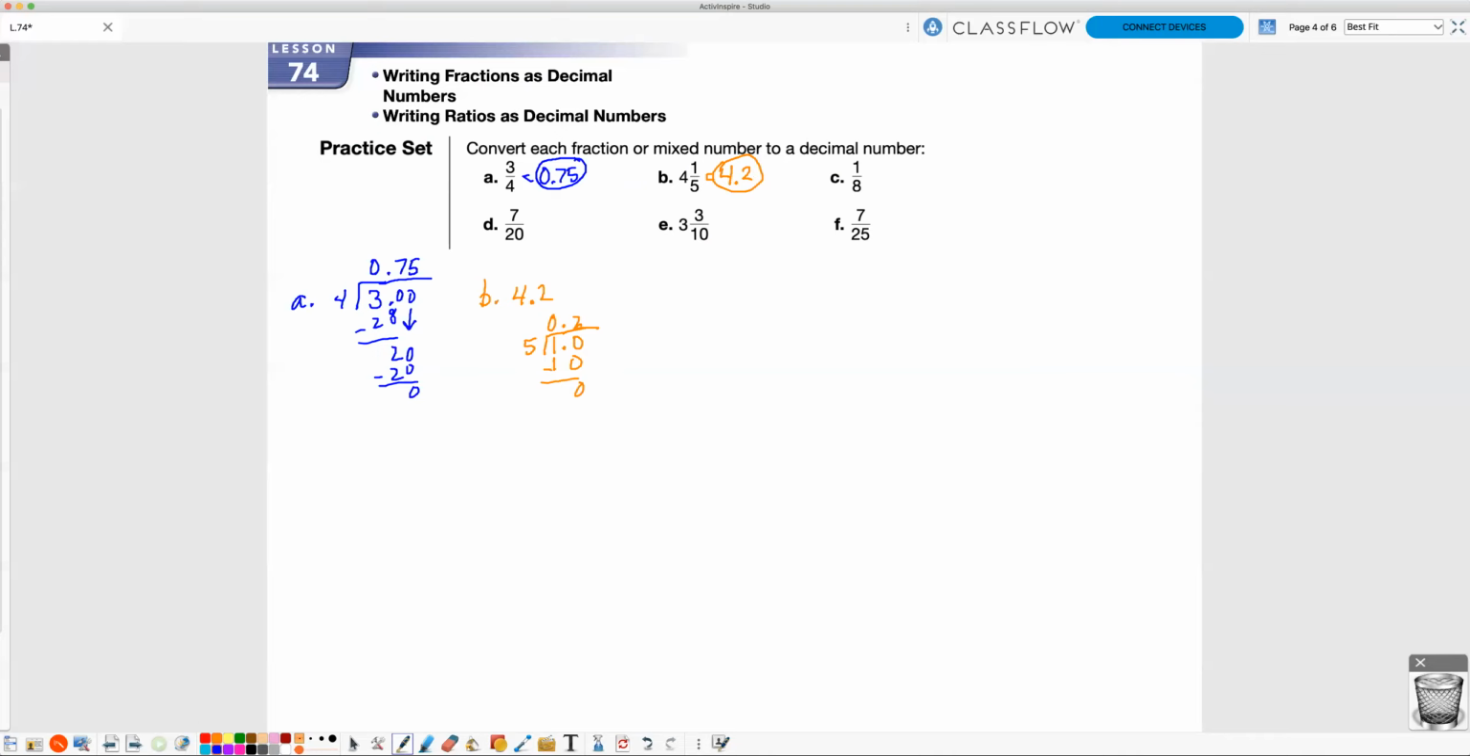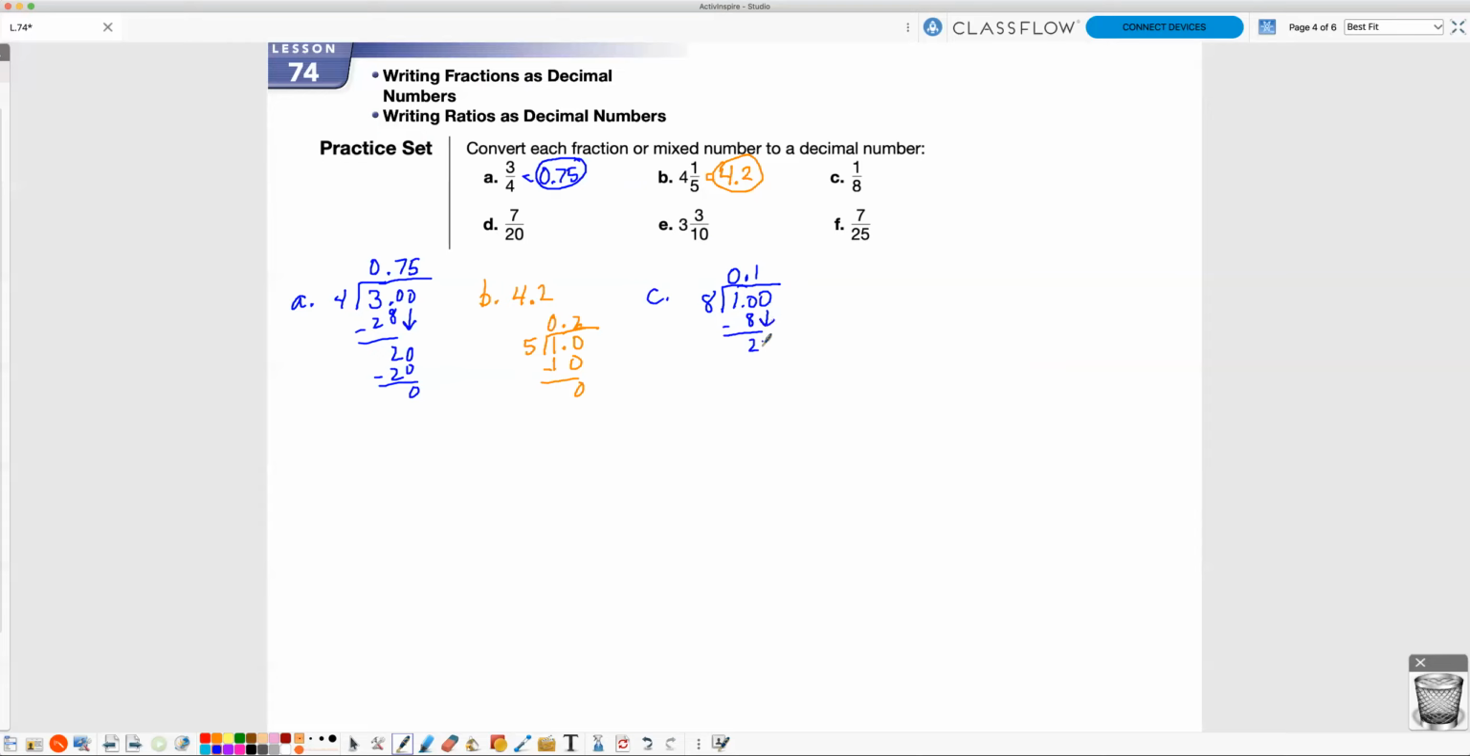Letter C, 1/8. So for letter C, I need to take 1 divided by 8, and I need to add some zeros. I'm just going to add a couple zeros there. Decimal comes straight up in the answer when dividing by a whole number. 1 divided by 8 is 0. 10 divided by 8 is 1. 8 times 1 is 8. Subtract that. That would be 2.